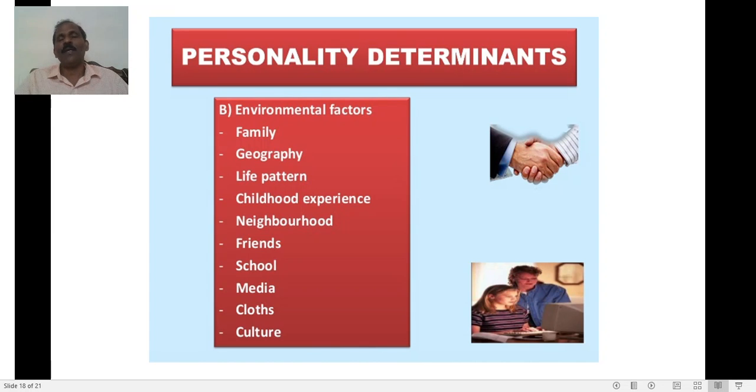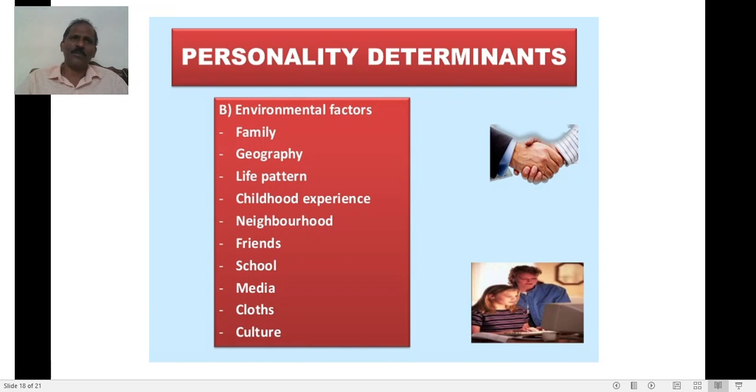But when they are left free to think and play during play age, such a child will grow very industrious. Later they will become adventurous and take greater risks. Then neighborhood influence: definitely there will be the influence of friends, school, media, clothes, culture. All these will have a profound influence on one's personality.